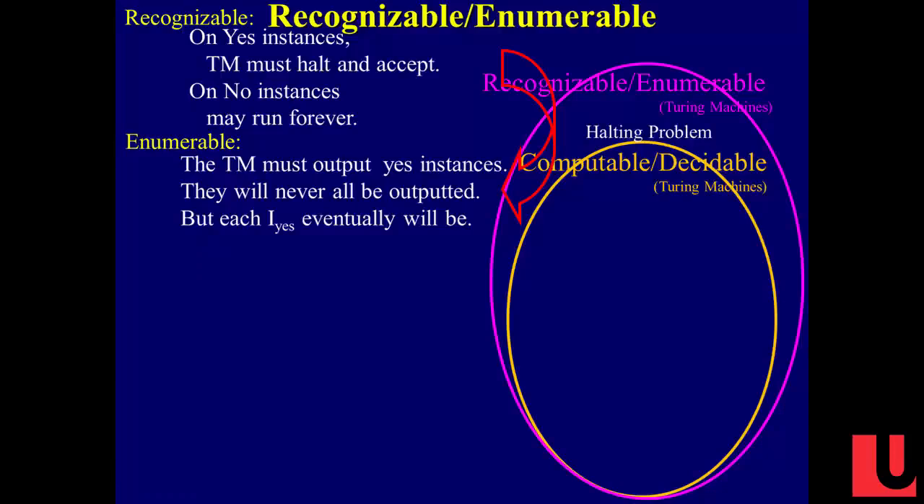All right? So imagine we have a Turing machine that, if you give it an instance, will halt and say yes on the yes instances. What we want is to print out every yes instance. We're going to never halt, but every yes instance is eventually going to be printed out.